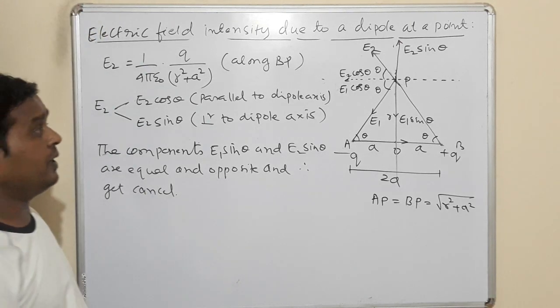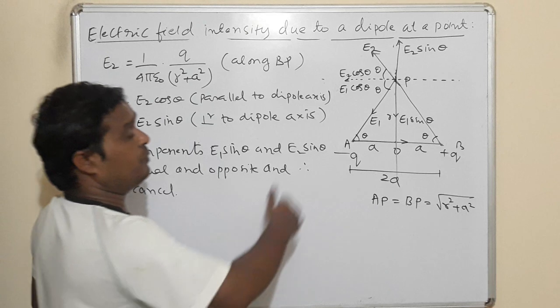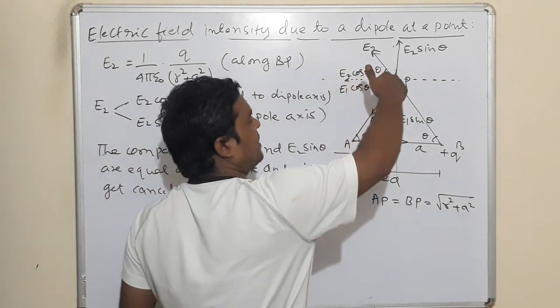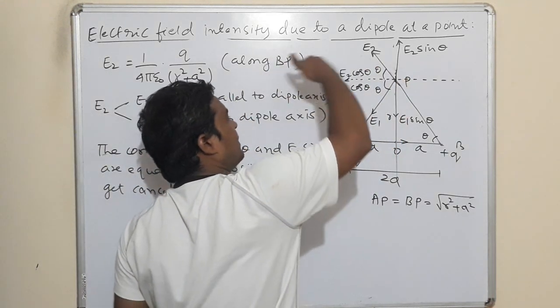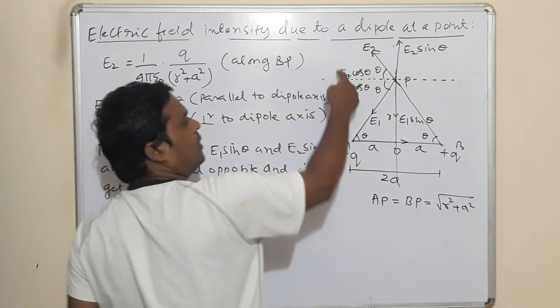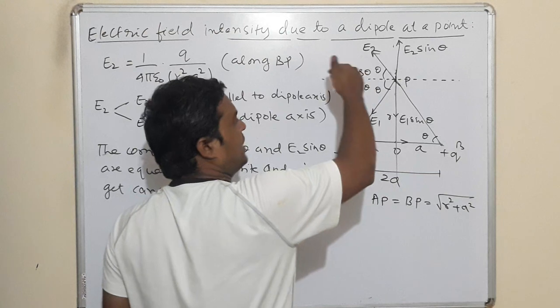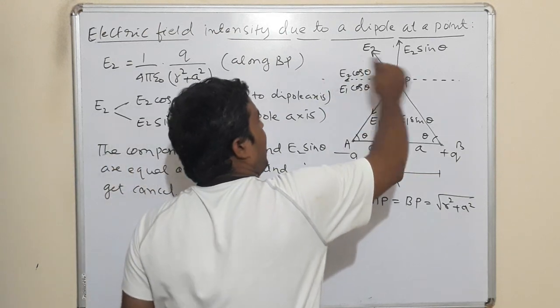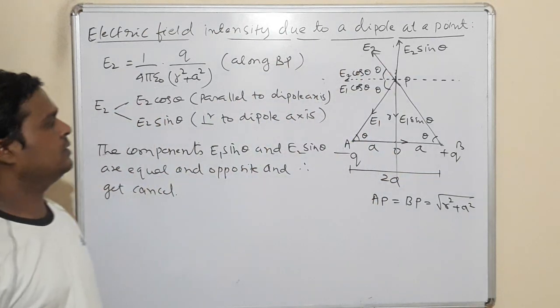Then the net field will be given by which components? The net field will be given by the cos components, because E1 cos theta is in this direction, and E2 cos theta is also in this direction. These two will not get cancelled because they are in the same direction. They will just add up to give the net field.